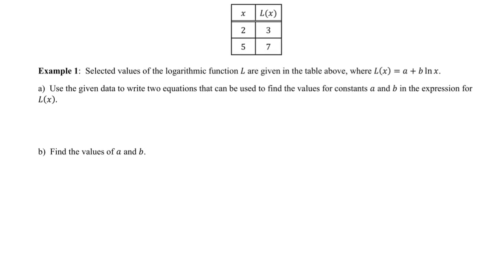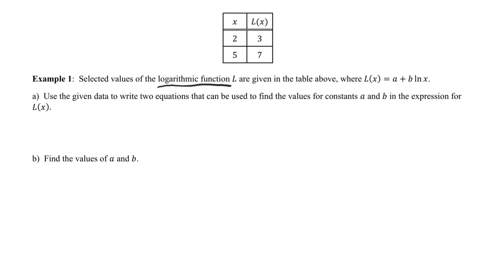So they're giving us a table. We have a couple of inputs, we have a couple of outputs, and it says selected values of the logarithmic function are given in the table above, where L of x is equal to a plus b ln x. So they are telling us that this is a logarithmic function. We don't have to see if it is. They want us to use natural logs. So we're going to use the given data to write two equations that can be used to find the values for the constants a and b in the expression for the function.